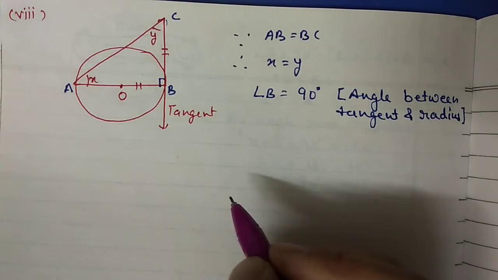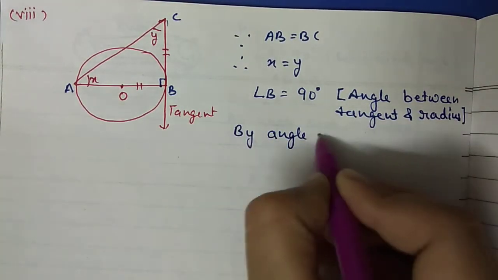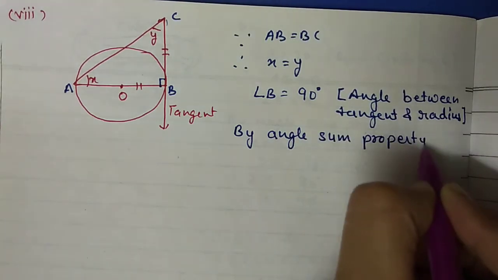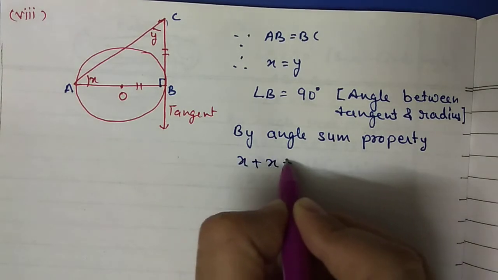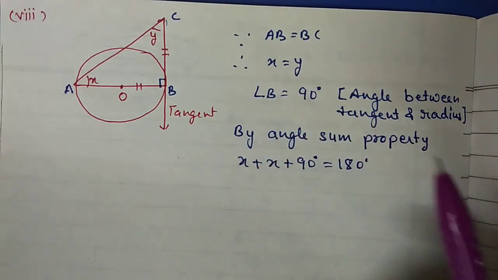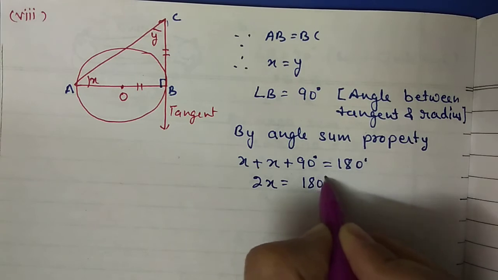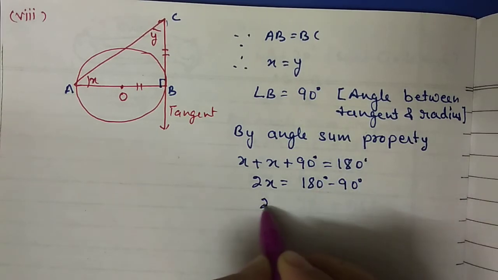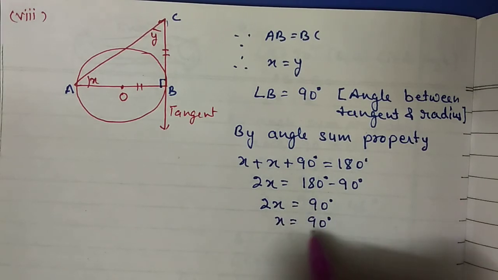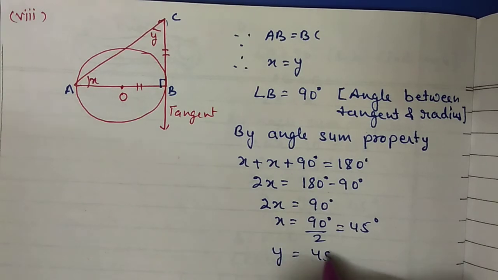So now we can use angle sum property here. By angle sum property, x plus y plus 90 is equal to 180 degrees. Because x and y are the same, any one we can substitute here. So 2x is equal to 180 minus 90. 2x is equal to 90 degrees. So the x value will be 90 by 2, 45 degrees. So y also will be 45 degrees.